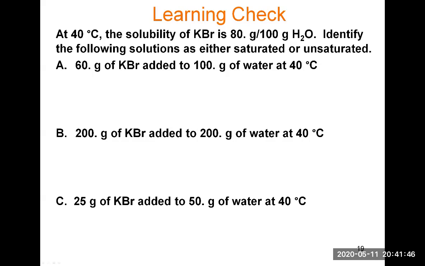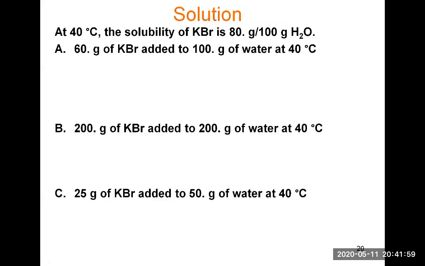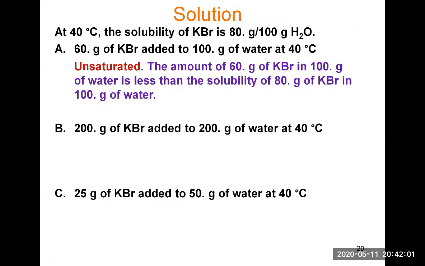So you can just simply compare 60 to 80 grams, which is the maximum. And so here it's below. So that means you have not reached the maximum amount, so it's unsaturated. Unsaturated because the amount 60 grams of KBr in 100 grams of water is less than the solubility of 80 grams of KBr in 100 grams of water.